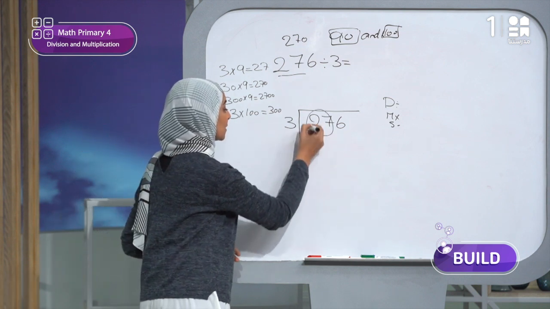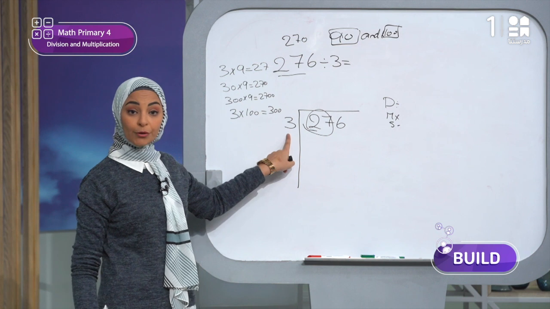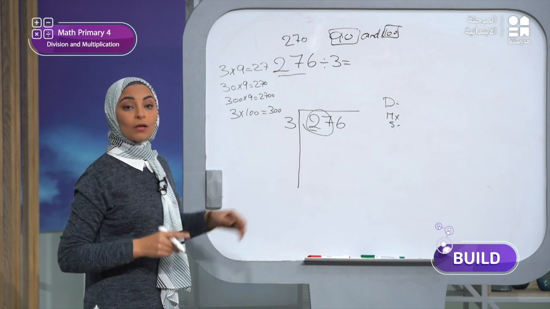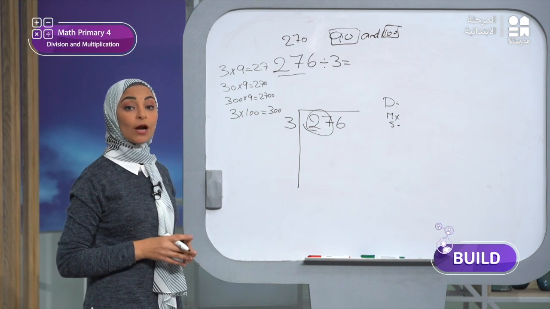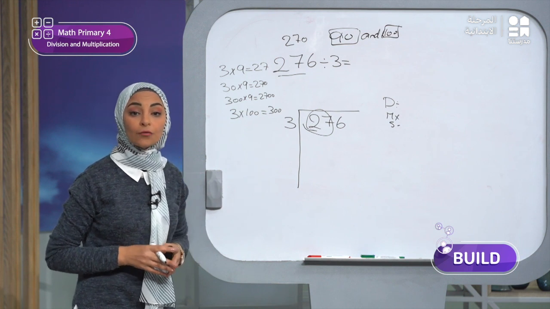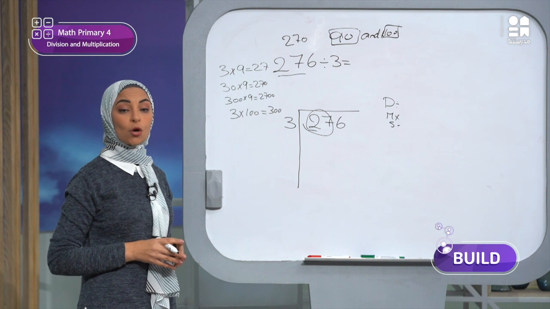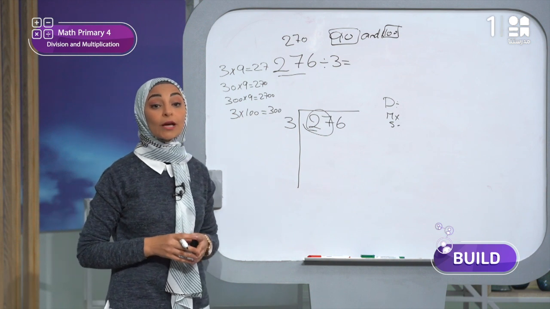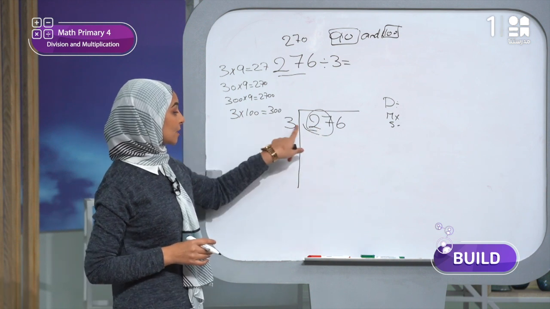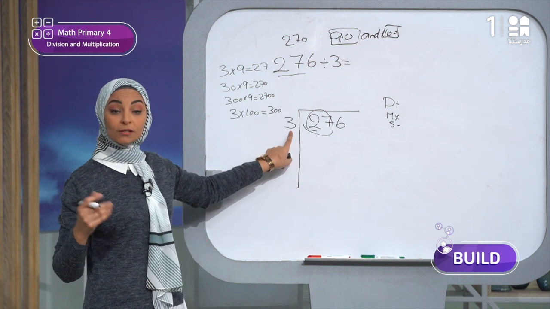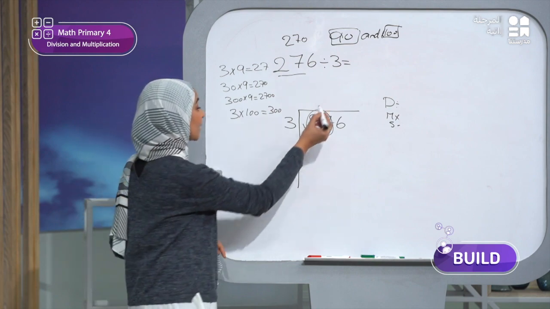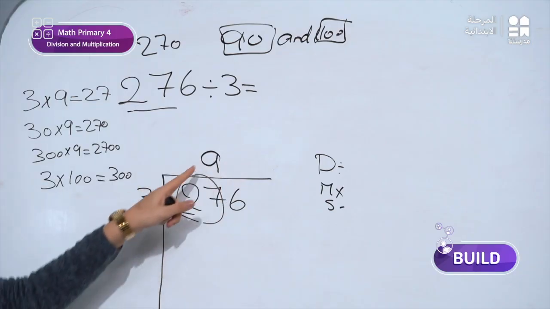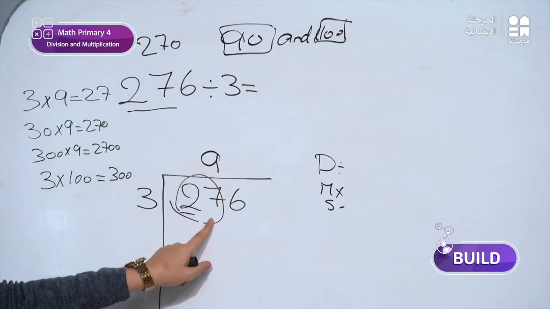So, I will take 27 divided by 3. Now, like we have learned before, we will start with the tens. So, in the number 276, I will take the 100 and the tens. So, we will divide 27 by 3 to get what? Who can tell me 27 divided by 3 equals what? Of course, 27 divided by 3 equals 9. And take care, you must put the 9 in the tens place and not the 100.